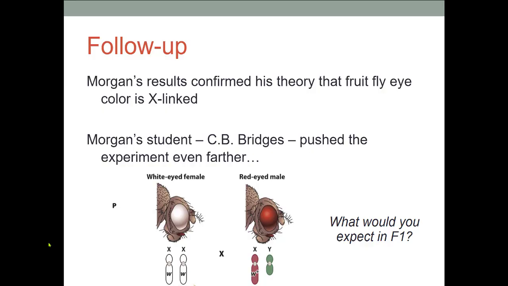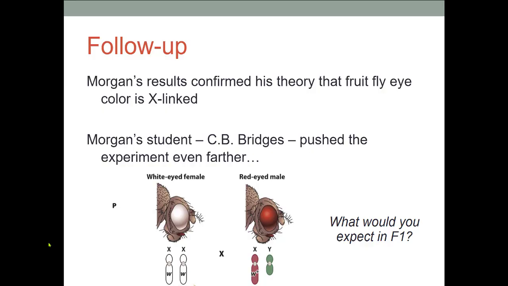Sometimes that pays off. What happened here is that one of Morgan's students, someone who would later become quite famous in his own respect, the last name Bridges, pushed it even further and said, well, I'm going to take these exceptional white-eyed females and I'm going to work with them further, okay? So what would you expect in the F1 generation?